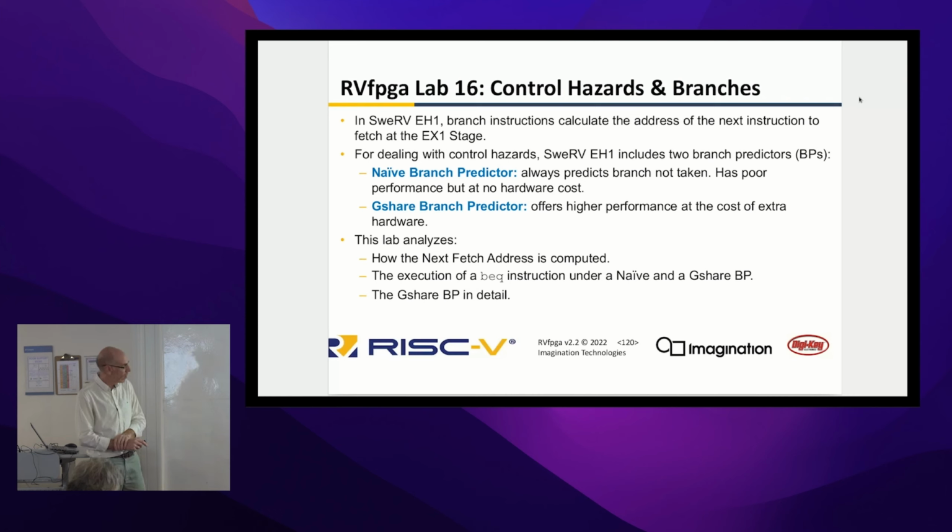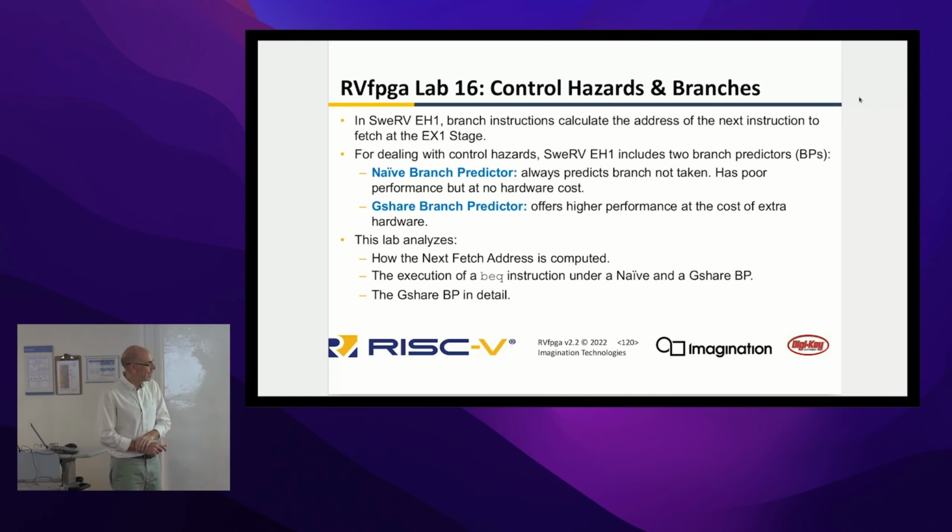Instead, we can also use a G-share branch predictor, which offers a higher performance at the cost of extra hardware, which is the branch predictor itself. In this lab, we analyze both predictors, how they work with a given example. We enable each of them, and we see the results. You will see in the example that this one achieves a much better performance. And we also explain how the G-share branch predictor is implemented.